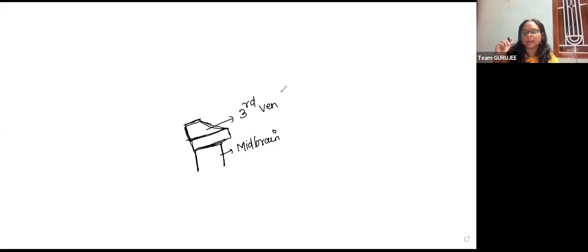Okay, I told you that we have 4 ventricles. One is towards the down, which I told you is a protruded part. Then there is this third ventricle that is just on the top of the midbrain.